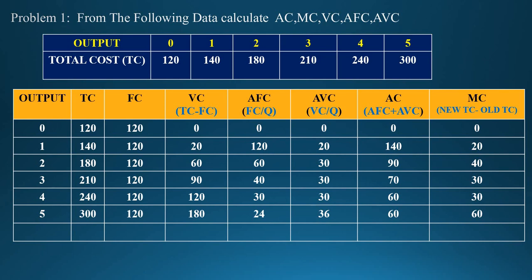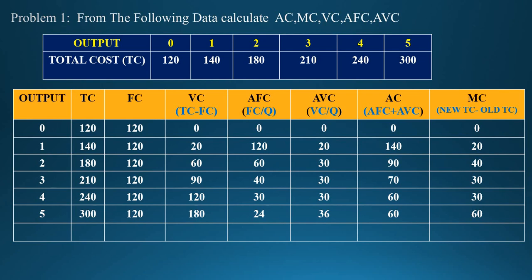Okay. So first, how much is the value of VC? First is 0 divided by quantity, that is nothing but output. How much is the output? 0. So 0 divided by 0, 0 only. Correct? Next, how much is the VC? Second, 20. Correct? So how much is the quantity for that? Quantity is nothing but output. Correct? So 20 divided by 1 is 20.